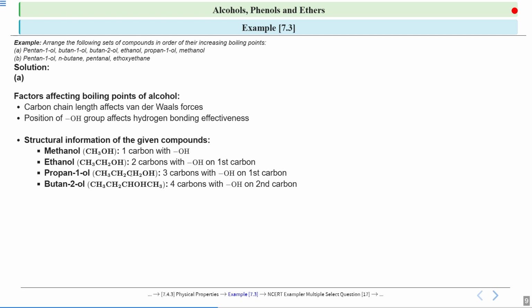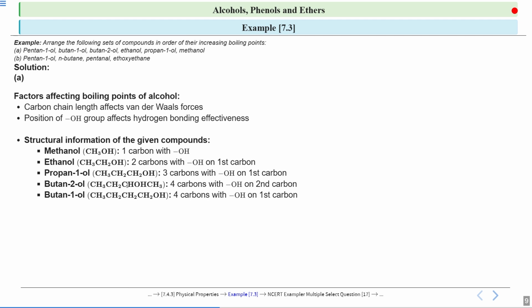Next, we will see butane 2-ol. Butane means four carbon atoms: 1, 2, 3, 4. And it is saying 2-ol. So 2 here is indicating the position of the OH group, so the OH group is attached to the second carbon. I'll do the numbering from this side: 1, 2, 3, 4. So 4 carbons with OH group attached on the second carbon.